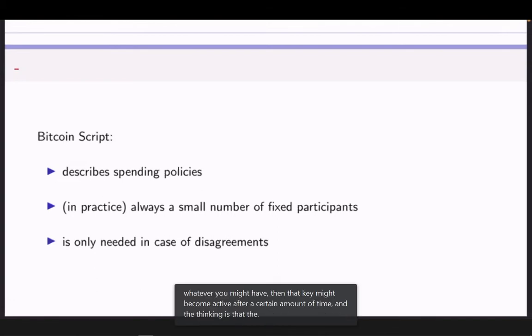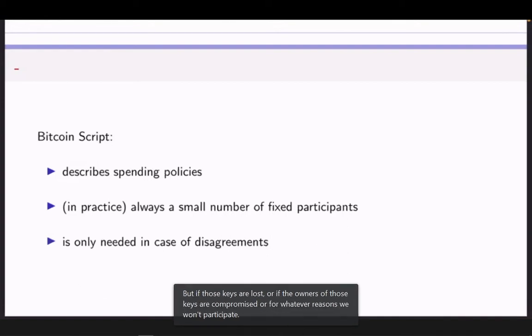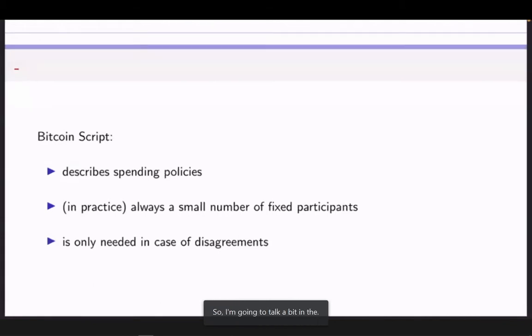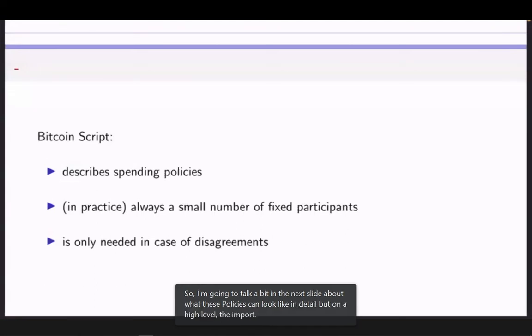The thinking is that the 3 hot keys are realistically always going to be what moves the funds. But if those keys are lost, or if the owners of those keys are compromised, or for whatever reason they won't participate, then there is some recourse. There's some way to recover the coins so they aren't just lost forever. I'm going to talk a bit in the next slide about what these policies can look like in detail. But on a high level, the important feature is that you have a small fixed set of participants who all contribute keys to a spending policy in Bitcoin. There are other things you can do, but in practice the policies you encode are ones where you have a small number of fixed participants.